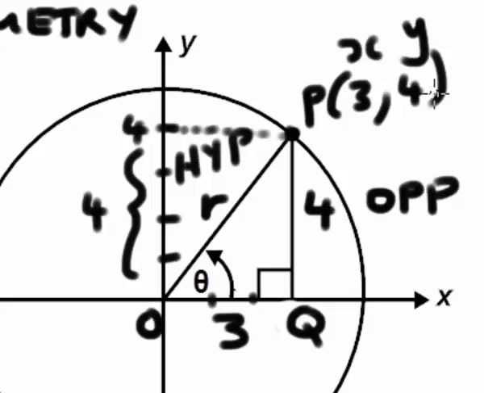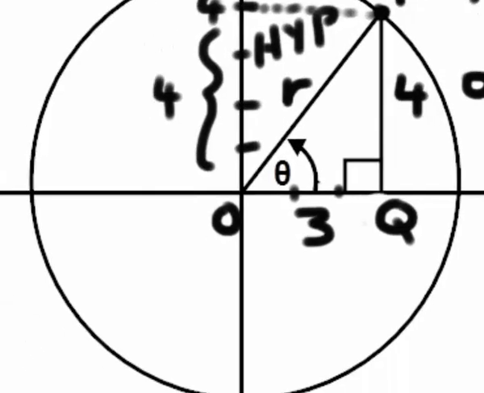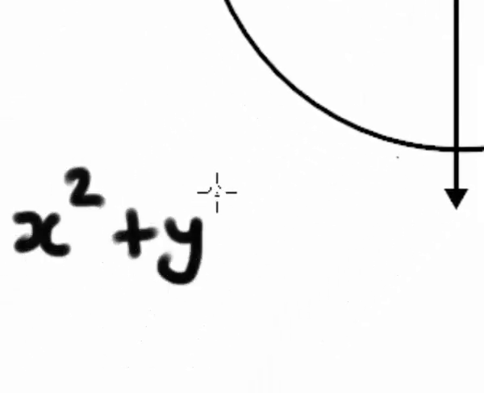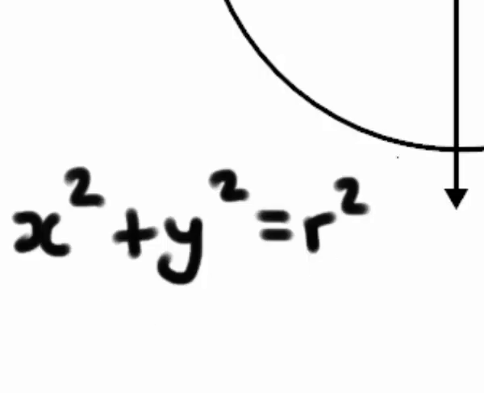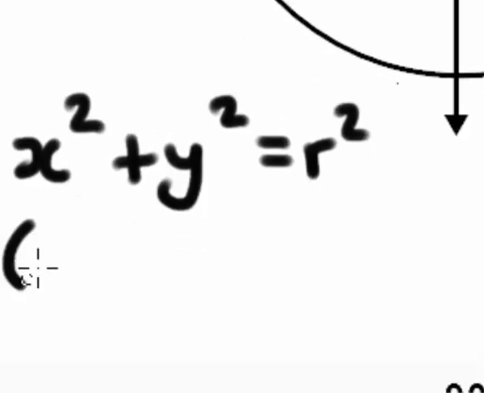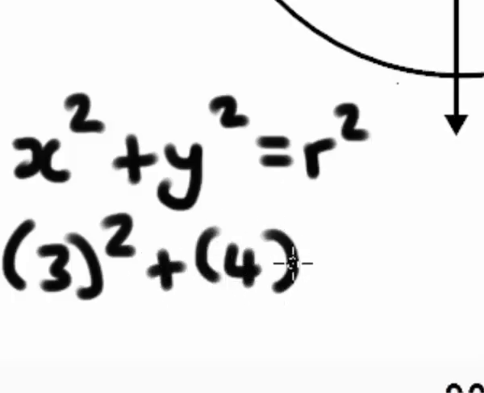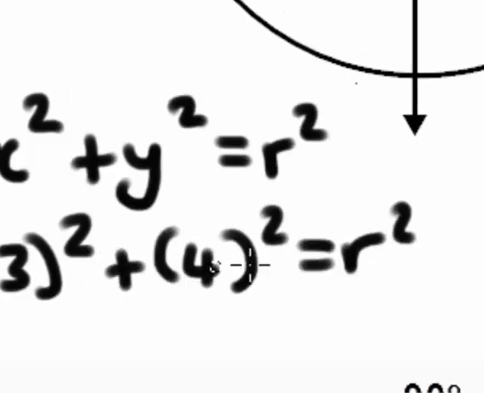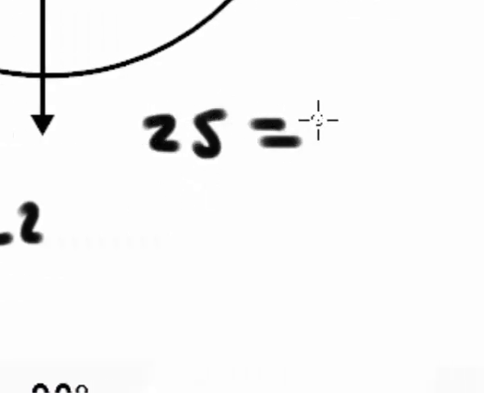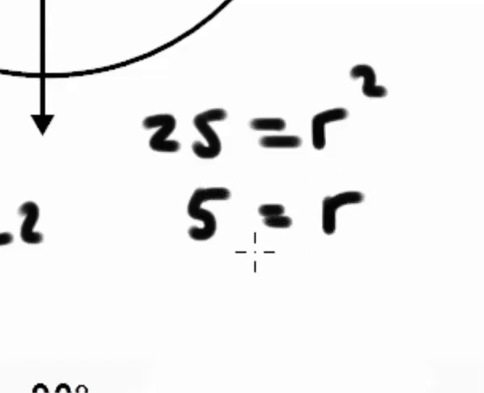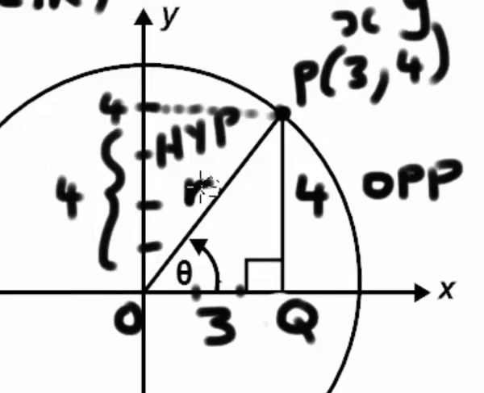So the y value is the vertical side of the triangle. The horizontal side of the triangle would be the x value, as you can see there. And the r, well, that's the radius. We could use Pythagoras to work it out. If you remember, x squared plus y squared was equal to r squared. So 9 plus 16 is 25, which is equal to r squared. So the radius, if you square root the 25, you get 5. So the radius here is actually 5 units.